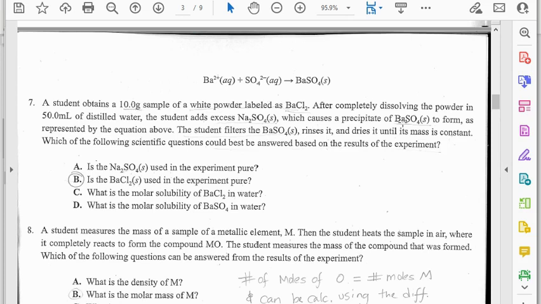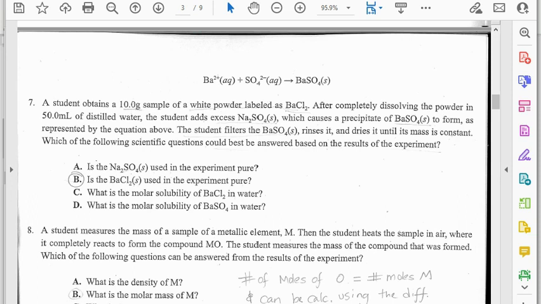We are able to answer B. So what is the main goal? What's the best? What could best be answered? We don't need to know if the second one's pure. We need to know if the first one is pure, because it's the first element, the A element.